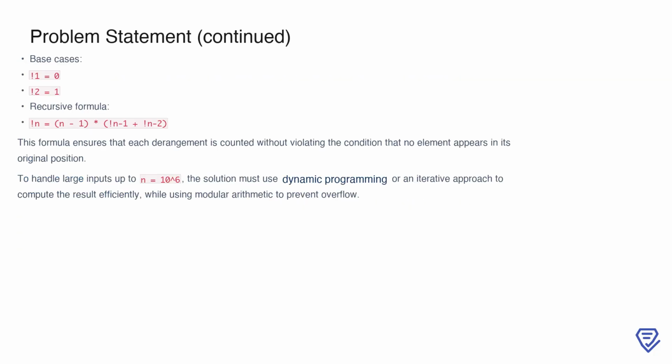To efficiently compute the number of derangements for larger values of n, we use a recursive formula. The base cases are defined as d(1) equals 0, since no derangement exists for a single element, and d(2) equals 1, as there is only one valid derangement for 2 elements. The recursive formula for n is given by d(n) = (n-1) * (d(n-1) + d(n-2)). This formula ensures that we count all derangements while adhering to the condition that no element remains in its original position. However, since n can be as large as 10^6, directly computing this recursively would be inefficient.